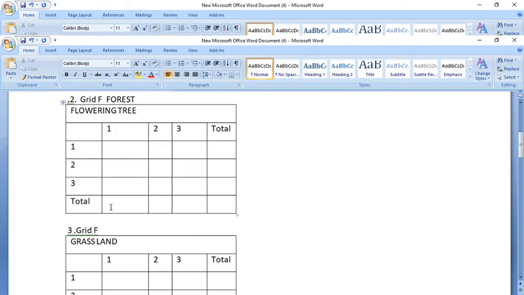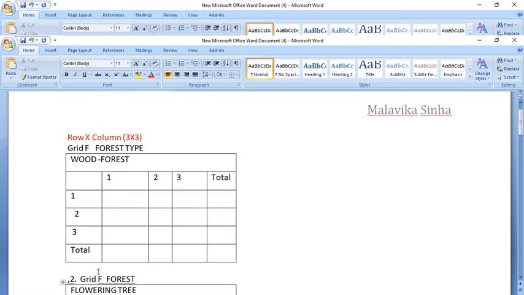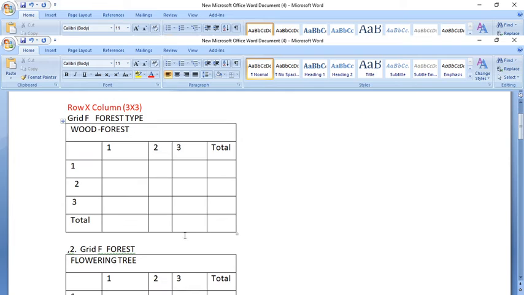This is the second category, flowering tree. This is the third category, forest type, and this one is the fourth category. Okay, we have to prepare as a sample the 4 grids for the matrix 3 by 3. It may be rectangular, maybe 3 by 4, maybe 2 by 3, so on. Here we prepared 3 by 3.